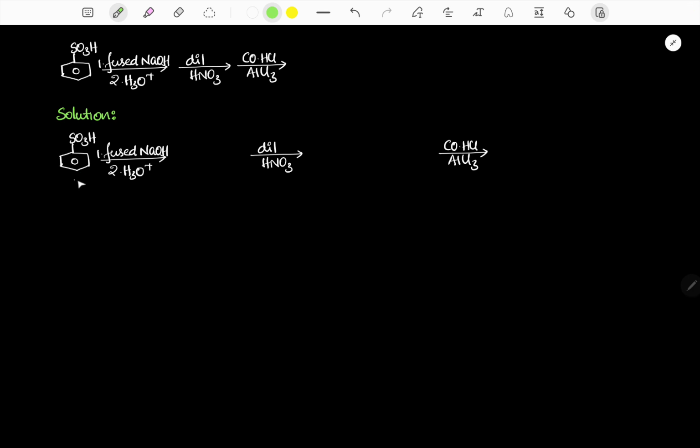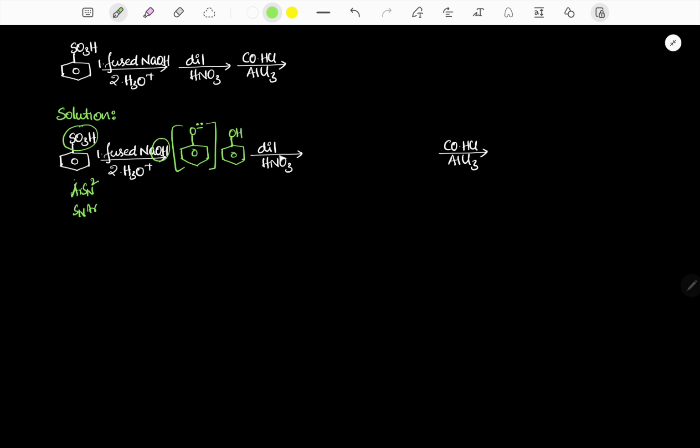Benzene sulfonic acid treated with fused NaOH. So this reaction is AR-SN2 reaction or SNAr reaction. So in place of SO3H, we will write OH minus. It is AR-SN2 mechanism. Since it is a basic medium, initially it forms phenoxide. After that we are adding H3O plus. Finally it converts into corresponding phenol.